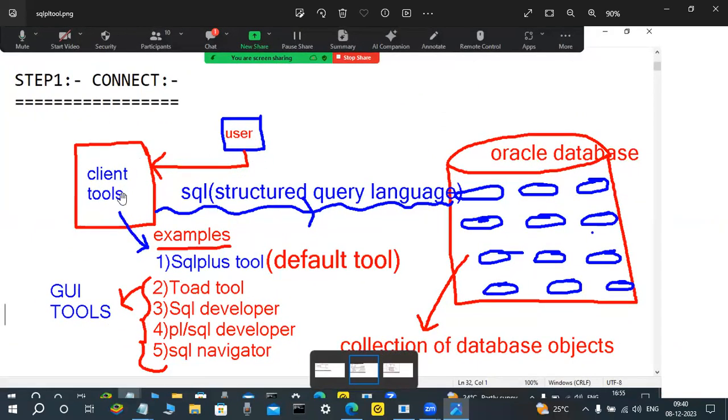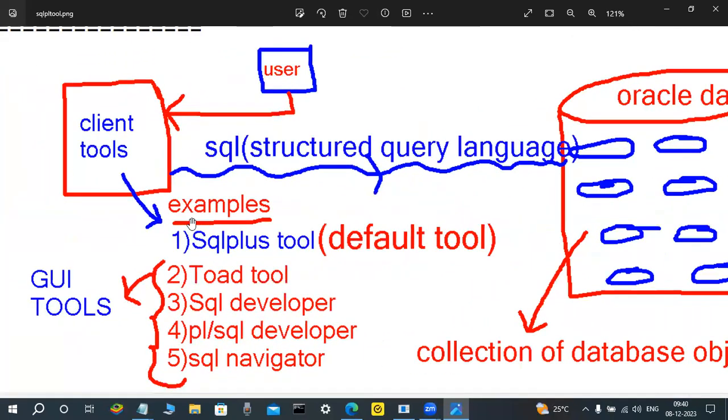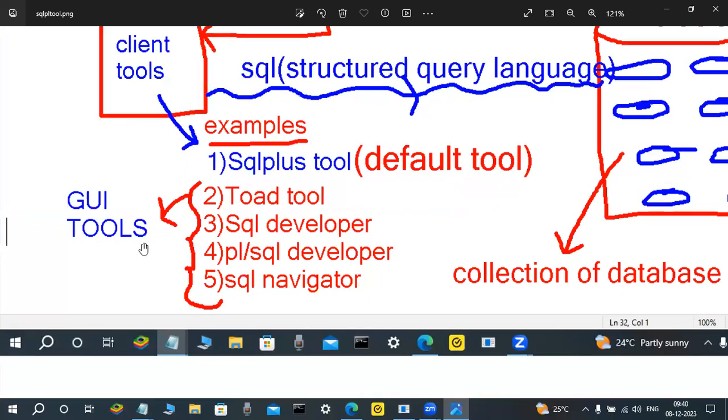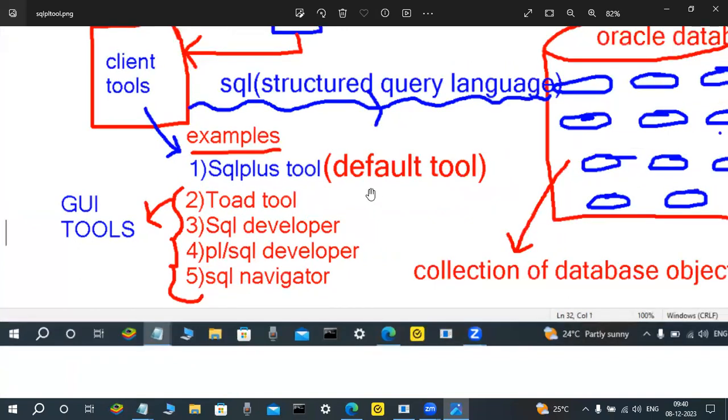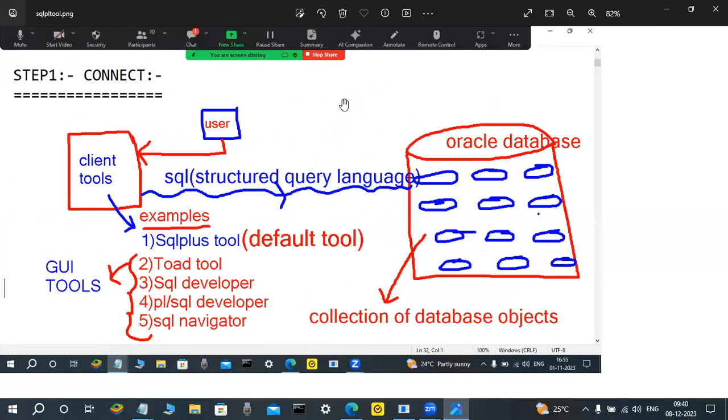Users first connect to client tools. Through these tools, they connect to the server. SQL is Structured Query Language, which we will learn later. What are the client tools? For example, the SQL Plus tool. This is the default tool. If you want other tools, there are Toad, SQL Developer, PL/SQL Developer, SQL Navigator. These are GUI tools. GUI means graphical user interface. Okay, the collection of database objects. Tool names purpose. Draw this diagram also.